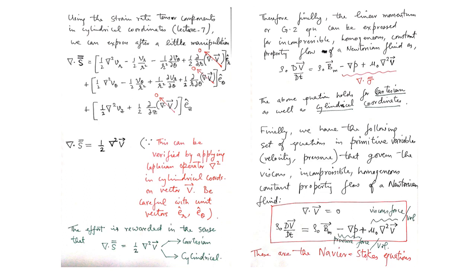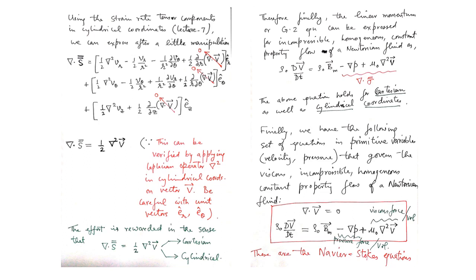So now the above equation holds for Cartesian as well as cylindrical coordinates. So this is important कि ये जो momentum equation है, ये जो आपने निकाला है, ये दोनों ही coordinate systems के लिए equally well काम करेगा. Okay, so right. Now finally we have the following set of equations in primitive variables जिनकी हम निकालना चाह रहे थे, in primitive variables, that is velocity and pressure.